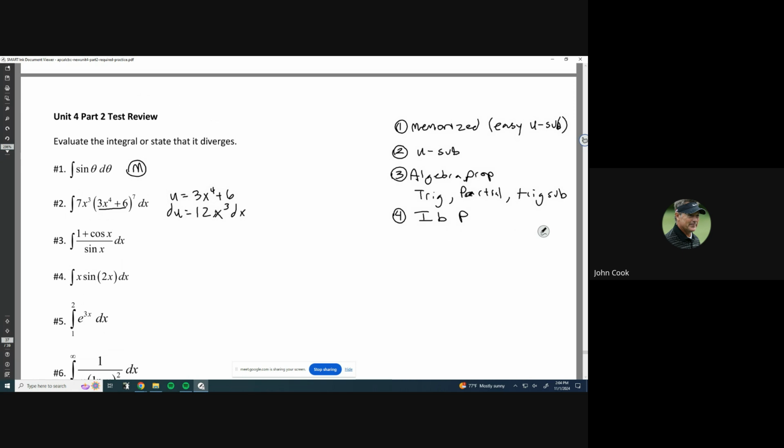And then dx. And sure enough, I've got an x to the third here, and I've got a dx here. So then it's just a difference of constants. So this would work as a U sub. So that's what I would use. U sub for this one.